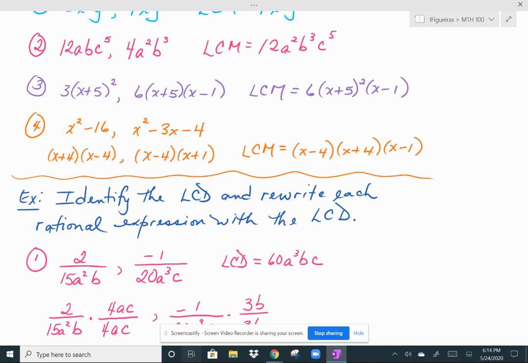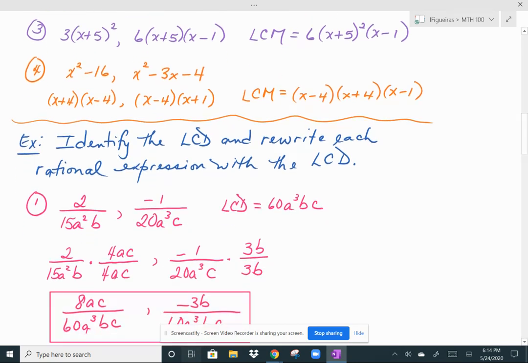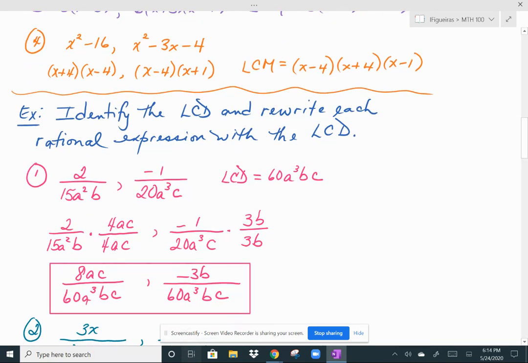An LCD is basically an LCM, but it's referring to the denominator. LCD stands for least common denominator. So we want to identify the LCD and rewrite each rational expression with that common denominator.